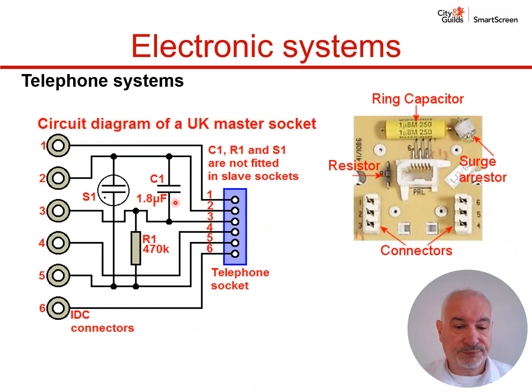Now we've got a resistor here. The resistor is shown there on the photograph, and in the diagram that's shown there by the rectangle, and the resistor is used as part of the system for testing the line.